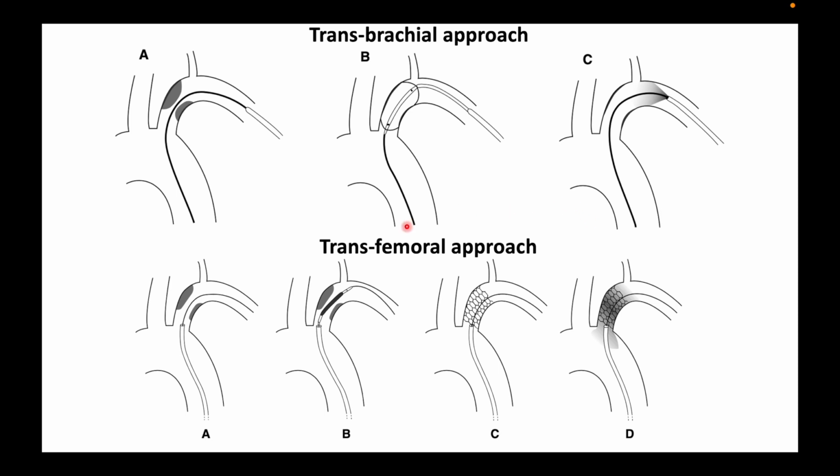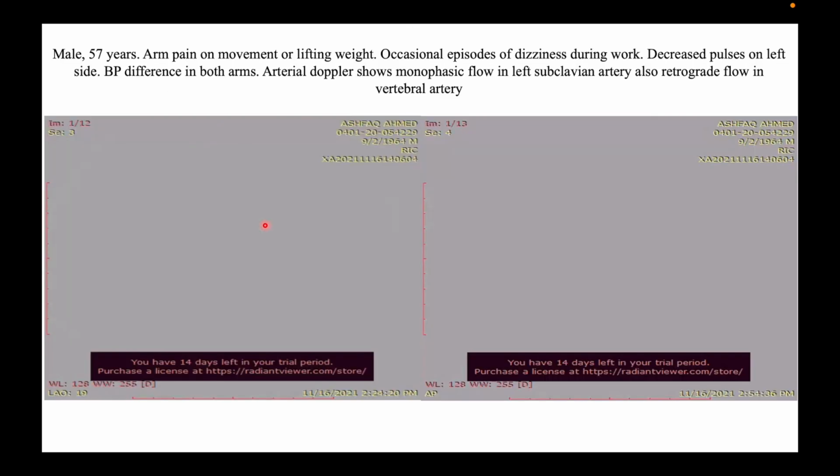So you can come through the transfemoral approach as we've just seen in the previous case, or you can even come through the brachial approach, and your catheter is here, you cross the wire, you dilate the lesion and you put in a stent, or you can use both approaches to ensure revascularization.